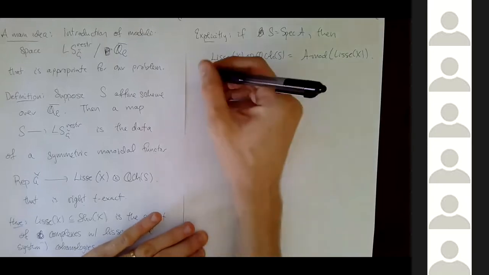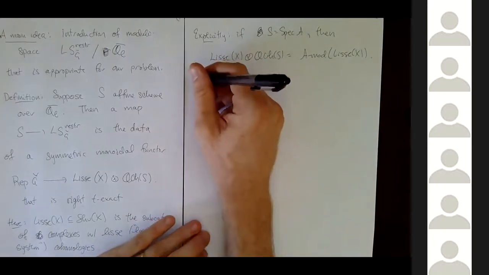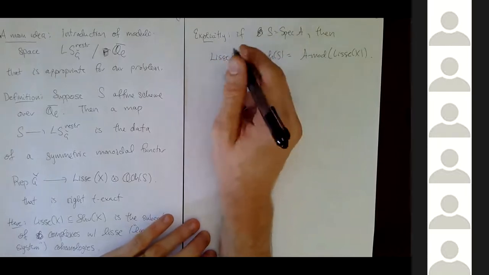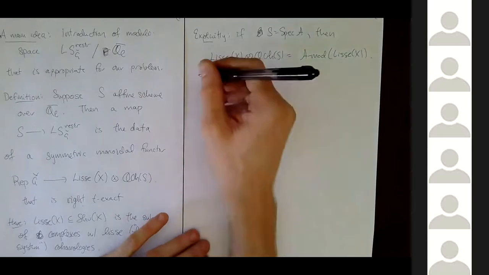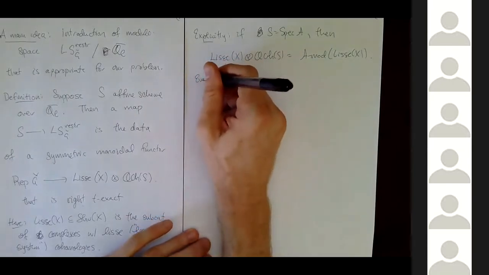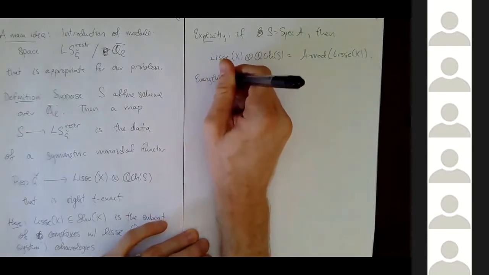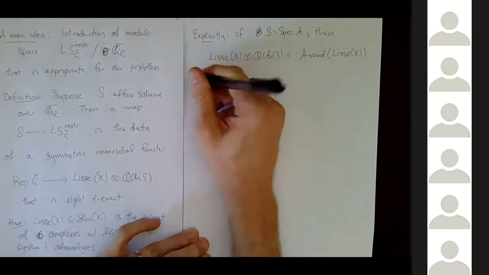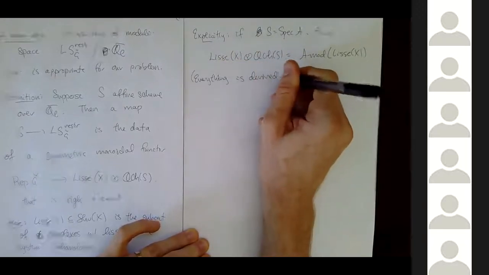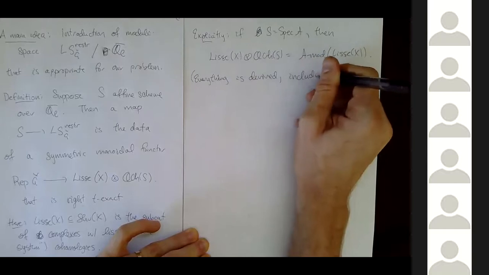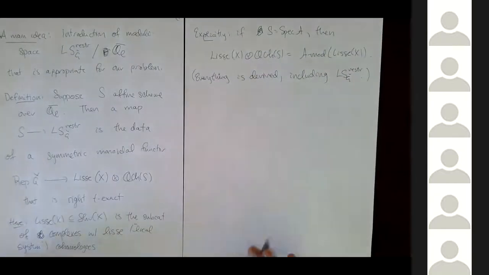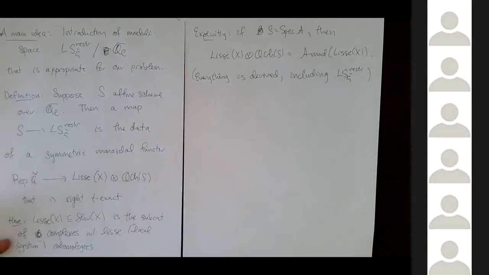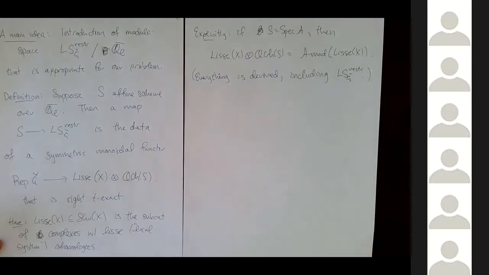Here everything is derived, and so this is really an object of derived algebraic geometry. Everything is derived, including this object. In other words, it lives as an object of derived algebraic geometry, which is a known thing from the de Rham setting, that sometimes happens and is the better situation to work in.